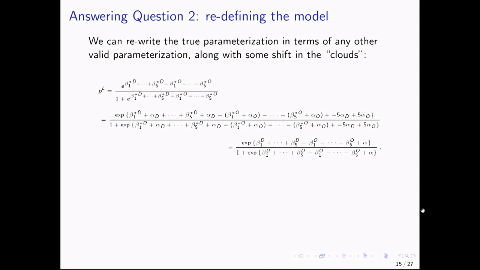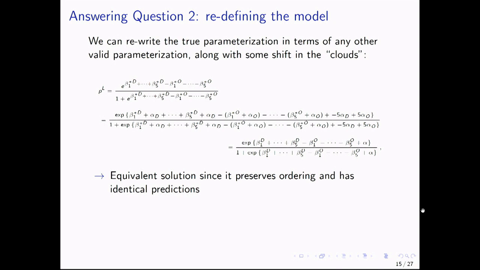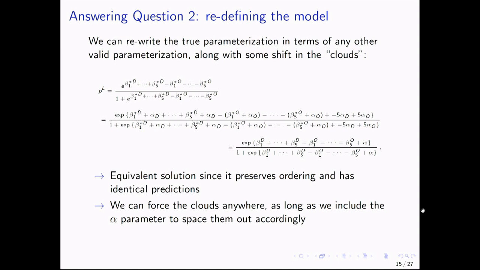So for question two, how far apart the clouds need to be, there's a trick. You can notice that if you take the true parameterization, you can express it in terms of any equivalent parameterization along with some shift in these clouds, right? So practically what this is saying is that you can pin down those two clusters wherever you want, as long as you add in some free parameter to space them out accordingly and capture those probabilities. And the key idea is that we can actually learn what this shift should be by looking at the empirical data.